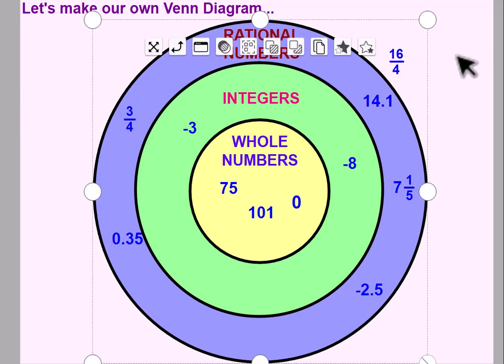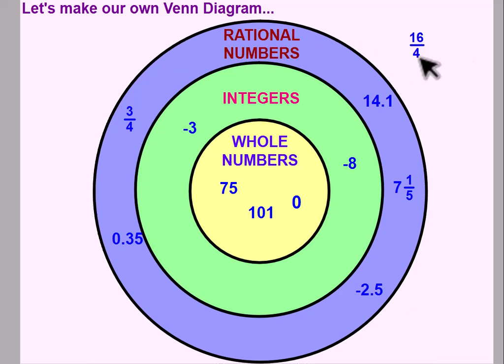Then our last one, 16/4, that looks like it's a rational number because it's a fraction, right? Well, it is in fraction form, but you have to be careful. You have to make sure you're simplifying your fractions. 16/4, I can simplify by dividing both the numerator and the denominator by 4, and it gives me 4/1. And any number written over 1 can be written as the whole number 4. So although it looks like it would be a rational number because it's in fraction form, it's actually better classified as a whole number because it simplifies to 4 whole.